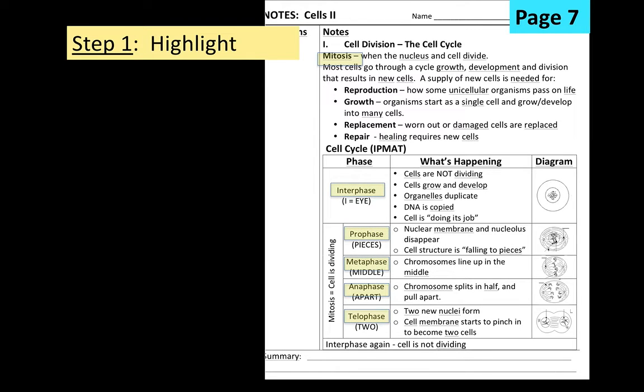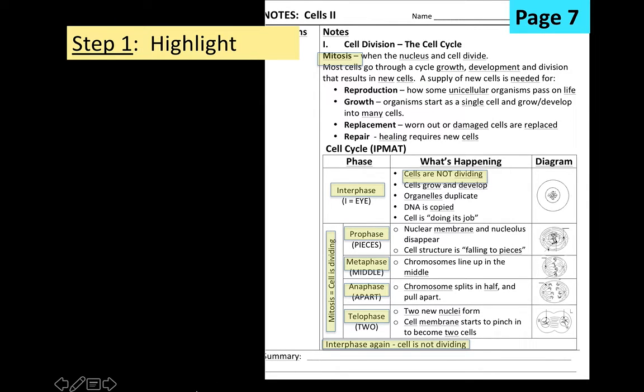So please take a highlighter out of the green basket, and I'd like you to start by highlighting these key words on page 7. After you've highlighted those, I have 3 other things I'd like you to highlight. So starting at the top here of the chart where it says cells are not dividing, please highlight that bullet point right there to remind you that during interphase, cells are not dividing. I also want you to go way down to the bottom here where it says interphase again and highlight where it says cell is not dividing to remind you that it goes back into interphase. And then finally, mitosis, this sideways writing. I want you to highlight that as well.